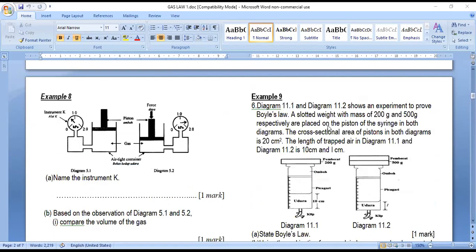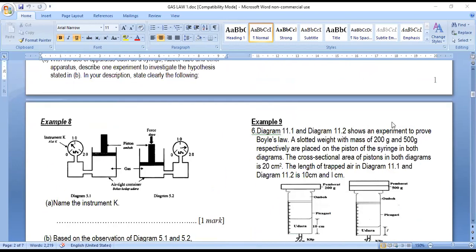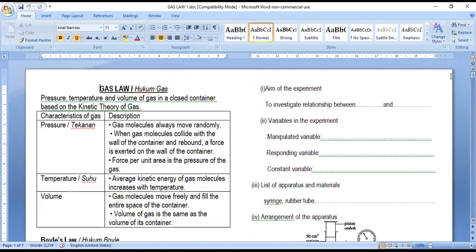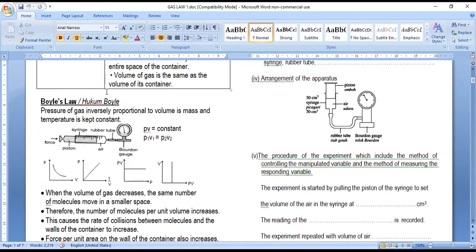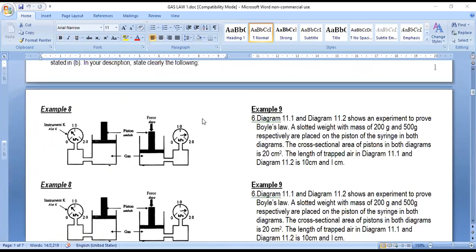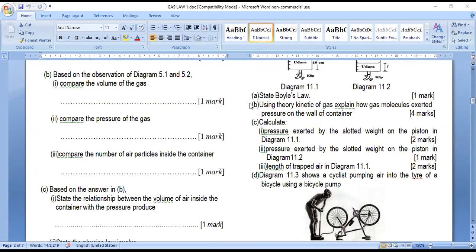Now state Boyle's law. When they ask you Boyle's law, you have to follow this: pressure of gas is inversely proportional to volume, provided the mass and temperature are kept constant. That's the answer for one. Next, using the kinetic theory of gas, explain how gas molecules exert pressure.